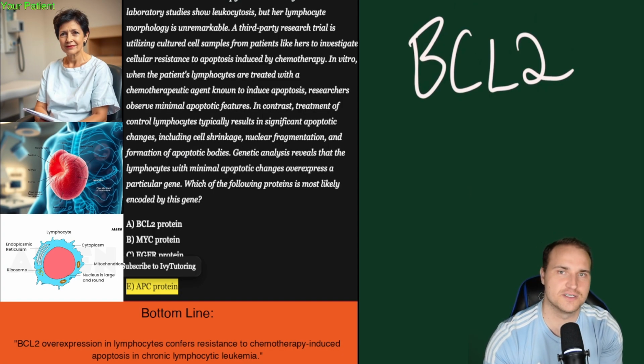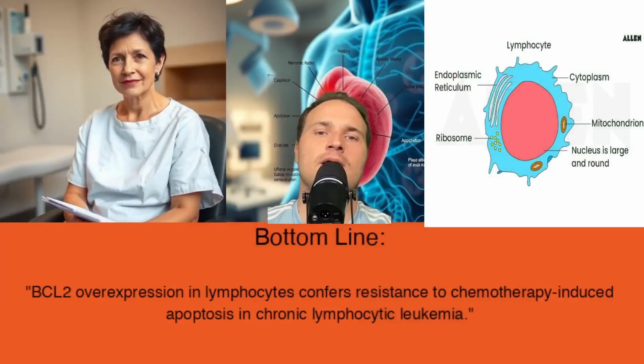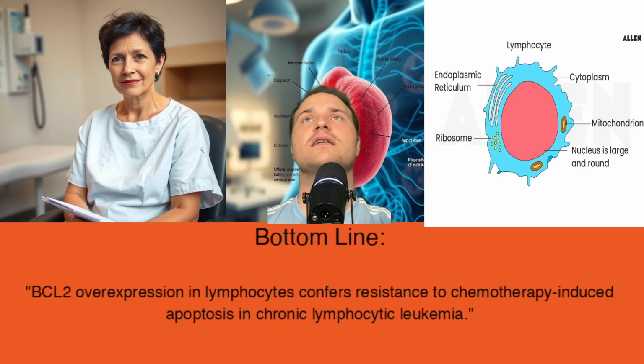But here the researchers are exposing lymphocytes from a CLL person to chemotherapy, and they expected to see the classic signs of apoptosis and shrinkage and fragmentation. But the cells hardly responded at all. And the reason why is because the cells overexpress BCL2. That's anti-apoptosis. So the bottom line is BCL2 overexpression confers resistance to chemotherapy-induced apoptosis in chronic lymphocytic leukemia.